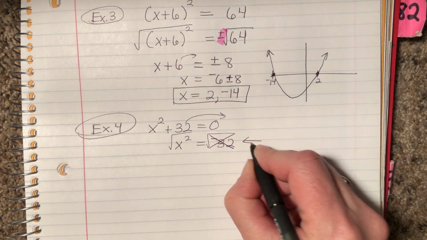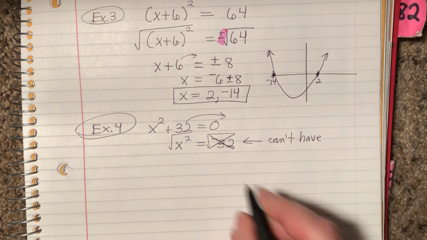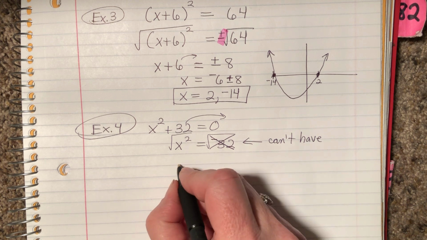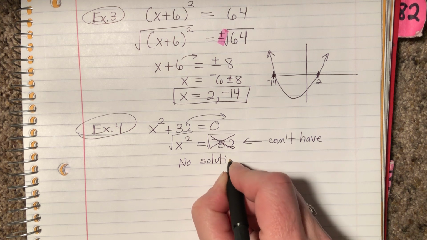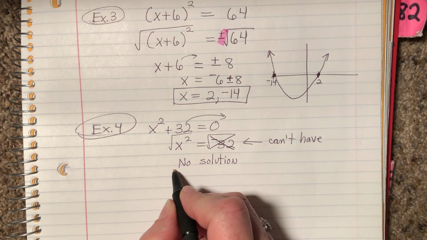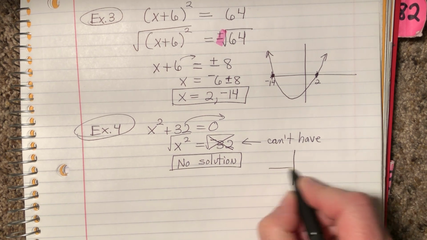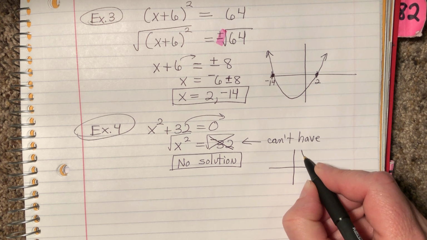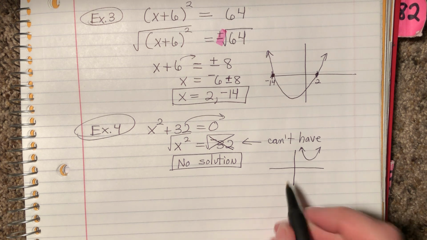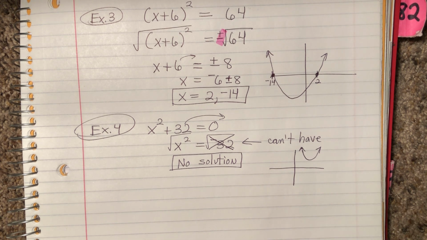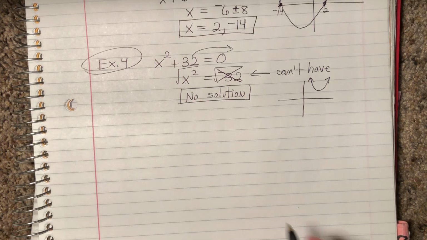What that means is this is a no solution. Technically it's no real solution, but for our purposes, we'll just say no solution. In terms of the graph, what it means is your parabola won't cross the axis. It's either going to be up here, or it could be over here or something. Sometimes they're upside down here, but it can't cross. Okay, example 5.